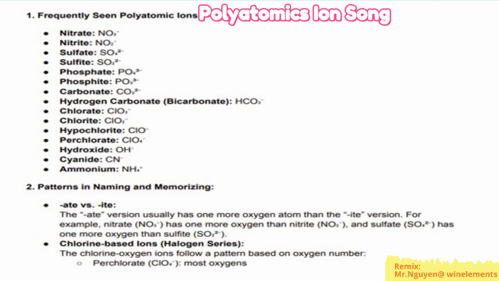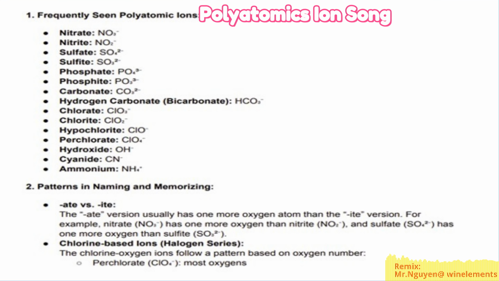ClO4 negative, it can't be beat. Per means more, hypo means less. Understanding them is true success. Adding H positive changes the name. Hydrogen carbonate enters the fame. From CO3 2 negative to HCO3 negative, charge drops down, isn't that nice?